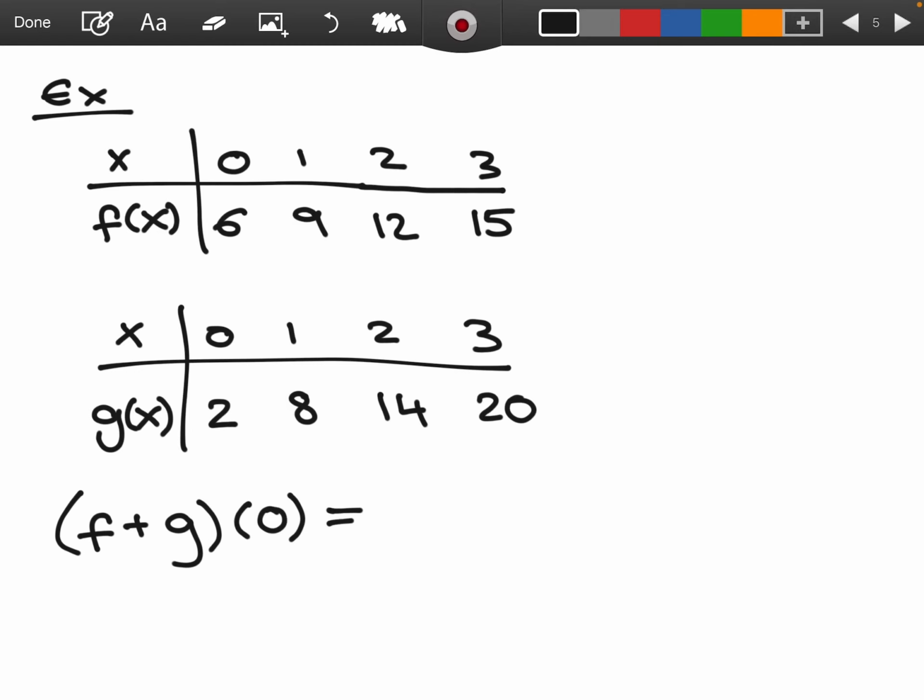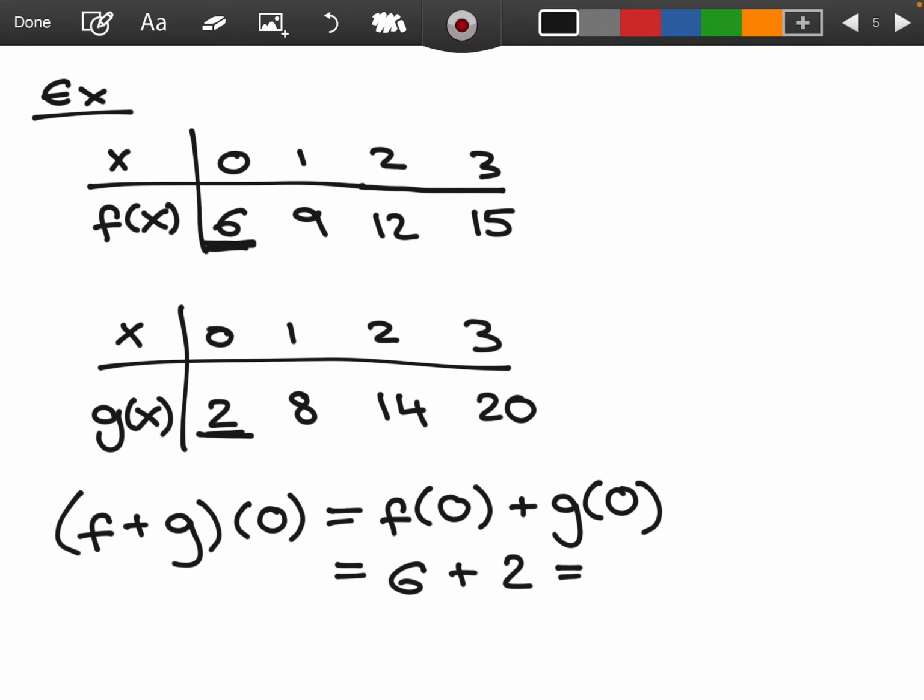I don't know what f and g are in terms of the actual functions. I only know what values I get back from the functions when I plug in a particular x value. And that is all I need in this case, because I know that f plus g of x is just f of x plus g of x for any x. So I know that I can then just write f plus g of 0, 0 is just a particular x value, as f of 0 plus g of 0. Now f at 0 is 6 and g at 0 is 2. So that tells me that f plus g of 0 is 8.